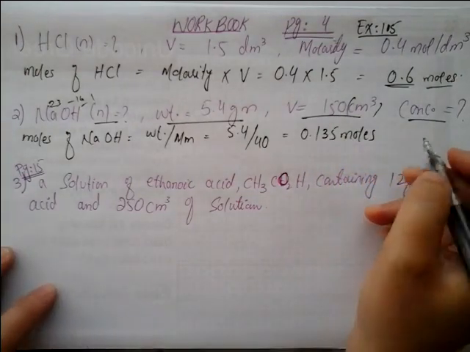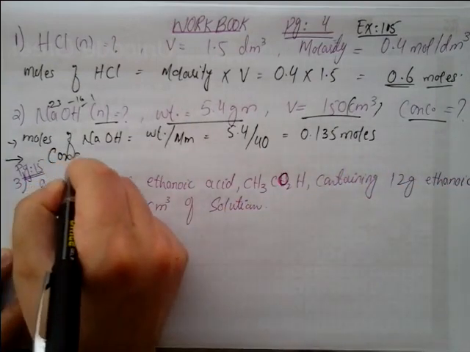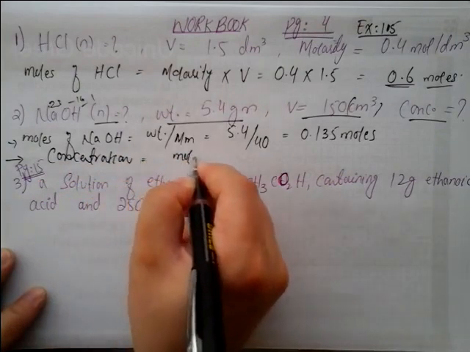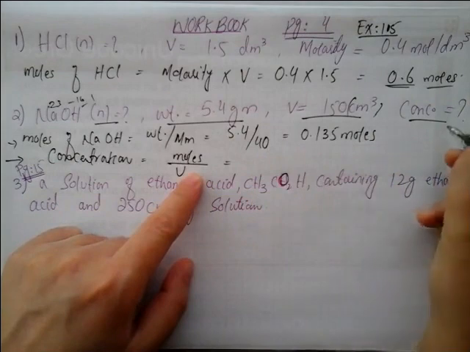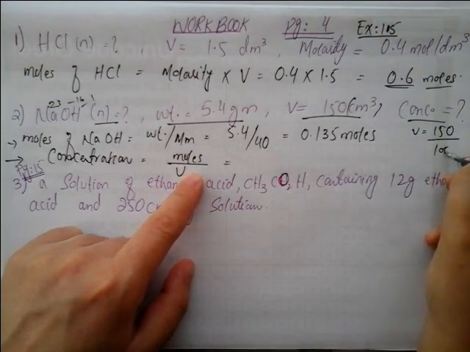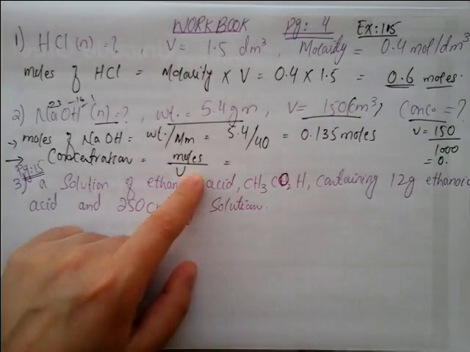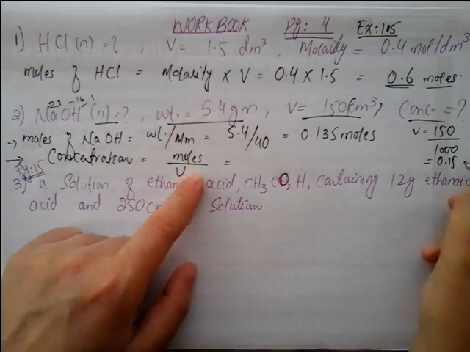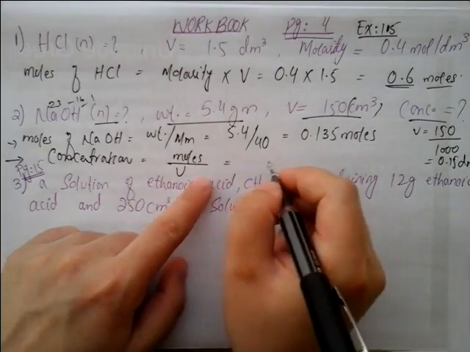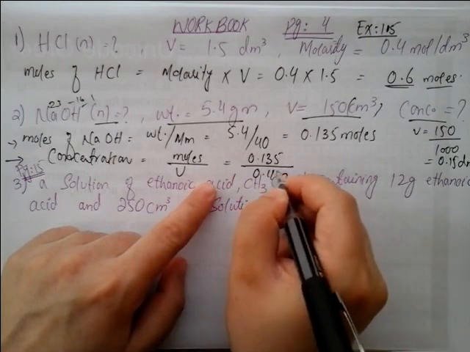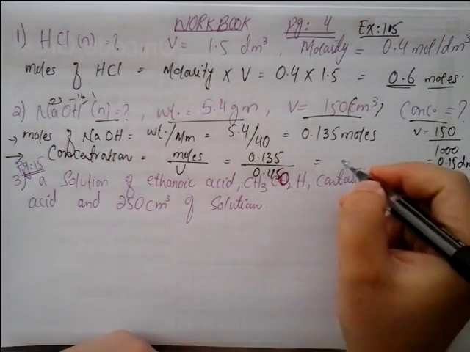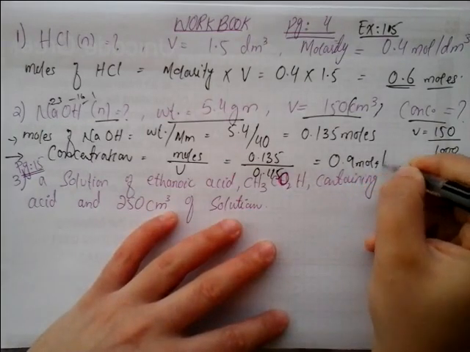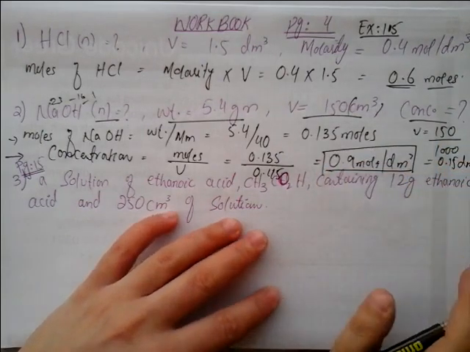moles. Is that clear? In the next step, according to the requirement of the question, we have to find the concentration, and it is equal to moles over volume in decimeter cube. But here volume is given in centimeter cube. So we have to convert volume: we will divide 150 by 1000, and it comes out to be 0.15 decimeter cube. So moles are 0.135 divided by 0.15. So concentration would be 0.135 divided by 0.15. It comes out to be 0.9 moles per decimeter cube. This is the concentration of sodium hydroxide in water.